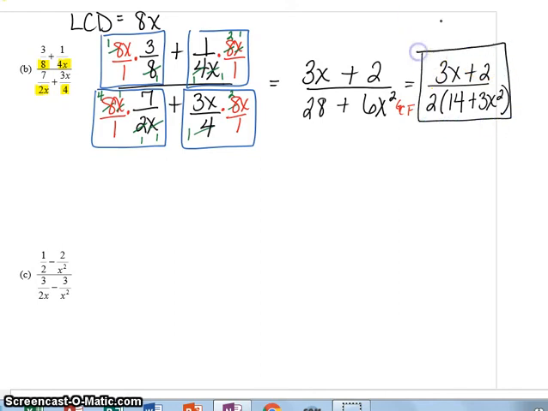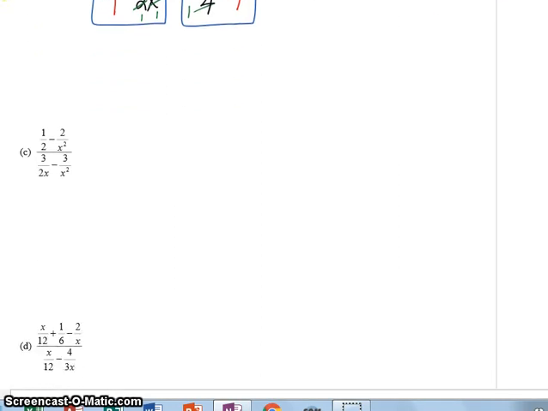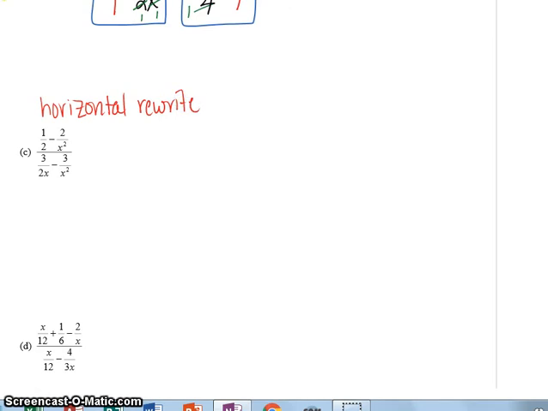Okay? Alright. Part C. The only thing I want to do with you guys is I want to teach you another method. Okay? It's called the horizontal rewrite. And that's just me naming it because you're going to rewrite it horizontally. Okay, so what does that mean? That means take this original numerator, so I have 1/2 minus 2 over x squared.